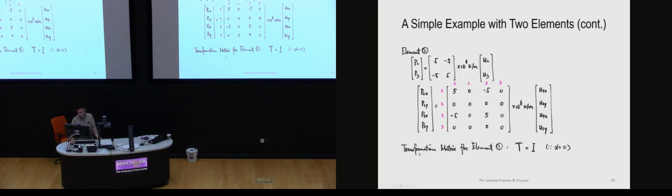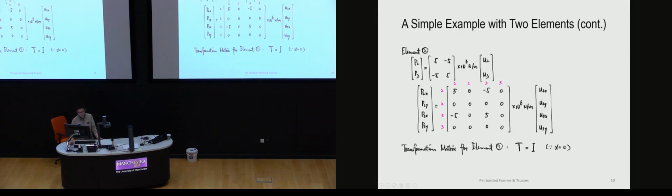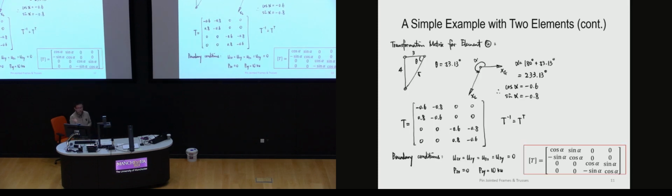And then, as I mentioned just now, you luckily have element 1, which is not rotated. So the transformation matrix of element 1 is actually the identity matrix, right? Because alpha equals 0. You don't rotate it at all. But element 2 is different, because you have a certain angle alpha by which the local x is rotated into the orientation along element 2.